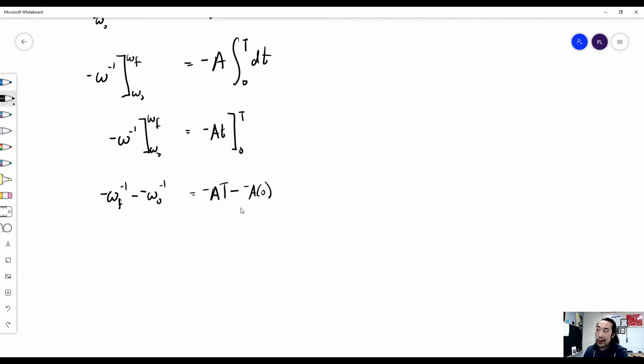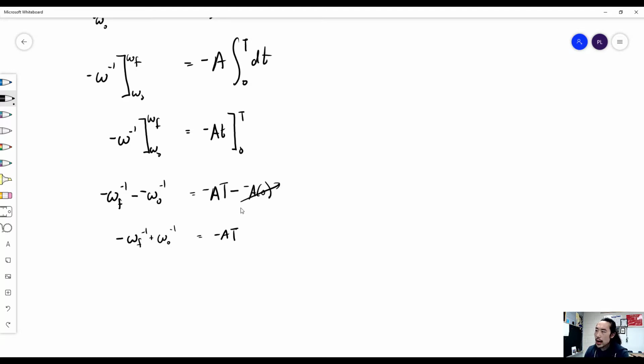All right, so now we got negatives all over the place. Let's clean this up. So this negative and negative, that becomes a positive. So negative omega final to the minus 1 plus omega initial to the minus 1 is equal to, well, this is just 0, right? A times 0 is just 0, so we get negative AT. All right, so we have negatives all over the place.